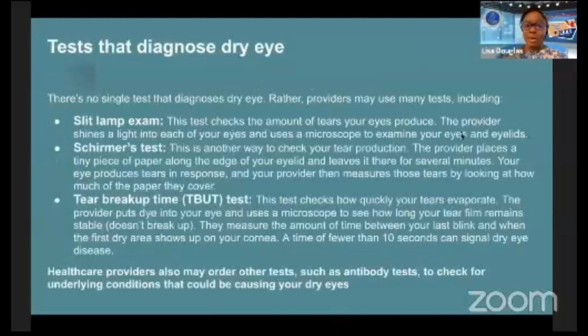Tests that diagnose dry eye. There's no single test that diagnoses dry eye. Rather, providers may use many tests, including what's called a slit lamp test, Schirmer's test, and a tear breakup time test. Healthcare providers also may order other tests, such as antibody tests, to check for underlying conditions that could be causing your dry eyes.